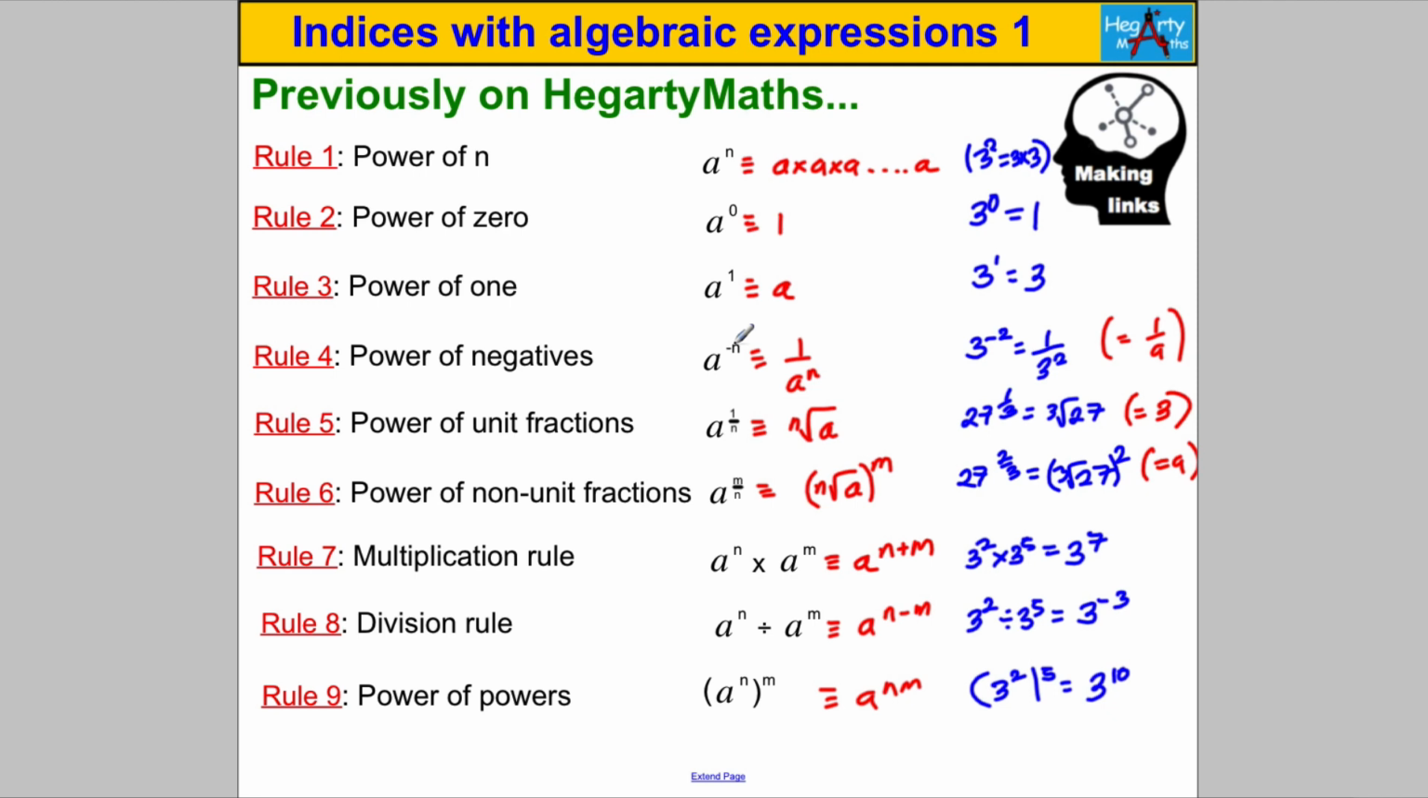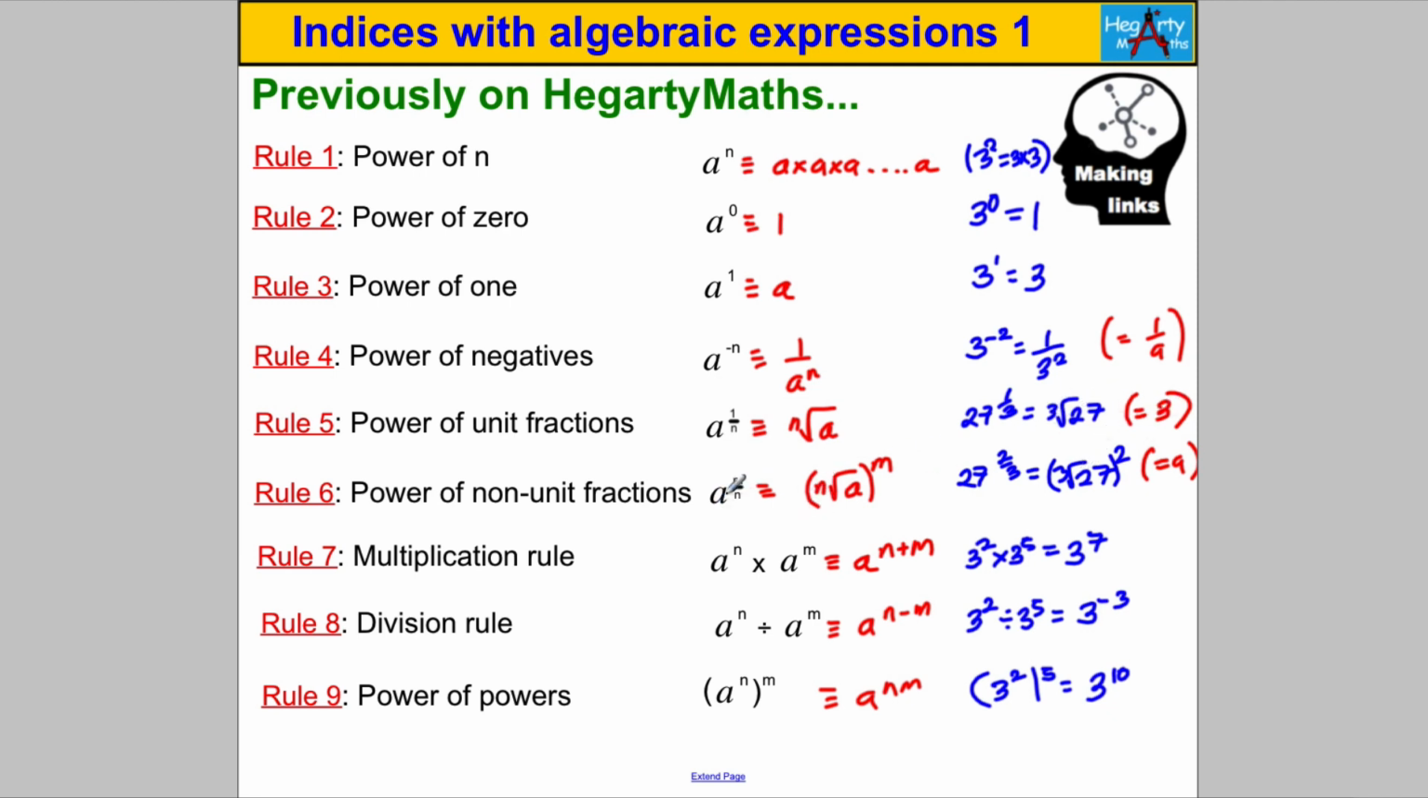A to the power of negative n means 1 over a to the positive n. So 3 to the negative 2 means 1 over 3 squared. 3 squared is 9, so that's 1 over 9. A to the 1 over n means the nth root of a. So for example, 27 to the 1/3 means the cube root of 27, which is 3.